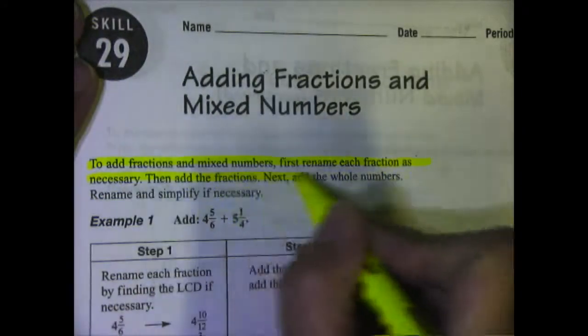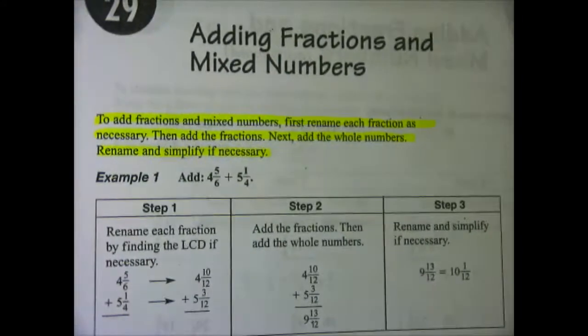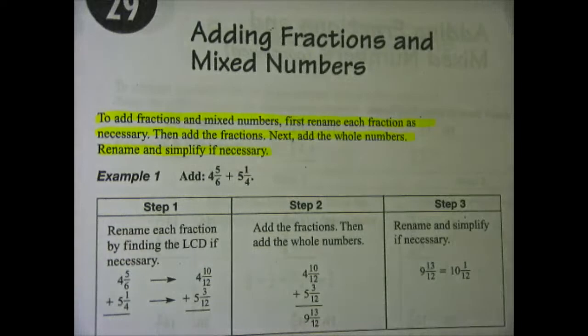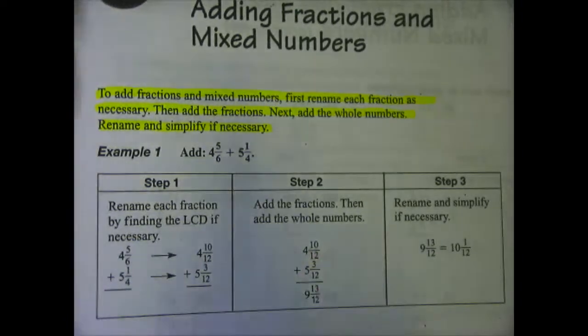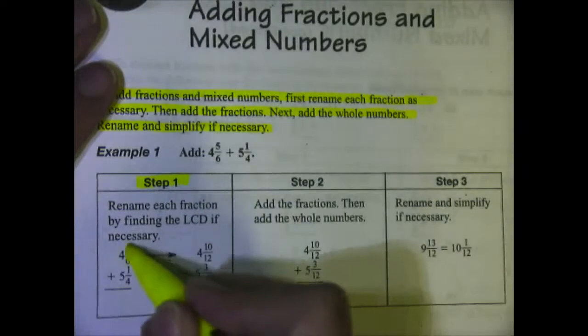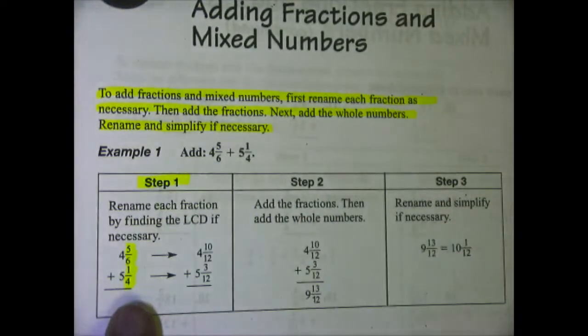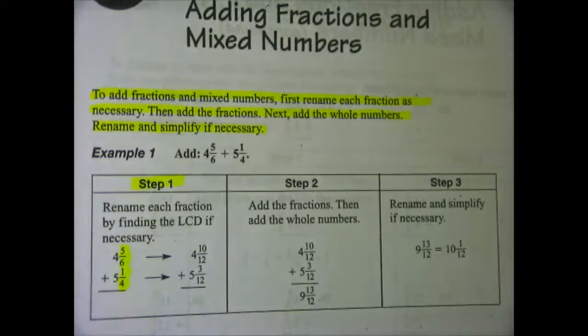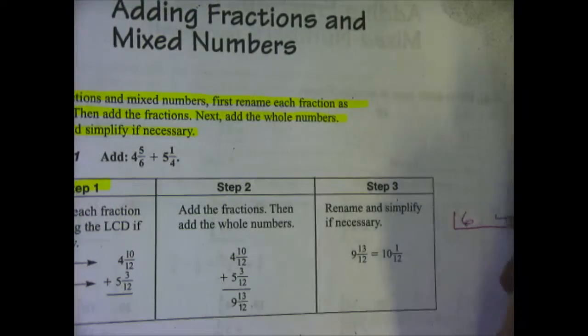We'll go ahead and highlight the rules, and we'll take a look at this first one in Example 1. Example 1 says add 4 and 5/6 plus 5 and 1/4. First of all, we need to rename each fraction by finding the least common denominator if necessary. So here we've got two fractions, 5/6 and 1/4. In order to find the least common denominator, we can do exactly what we did in Skill 28, and we can use our ladder. So we have 6 and 4.